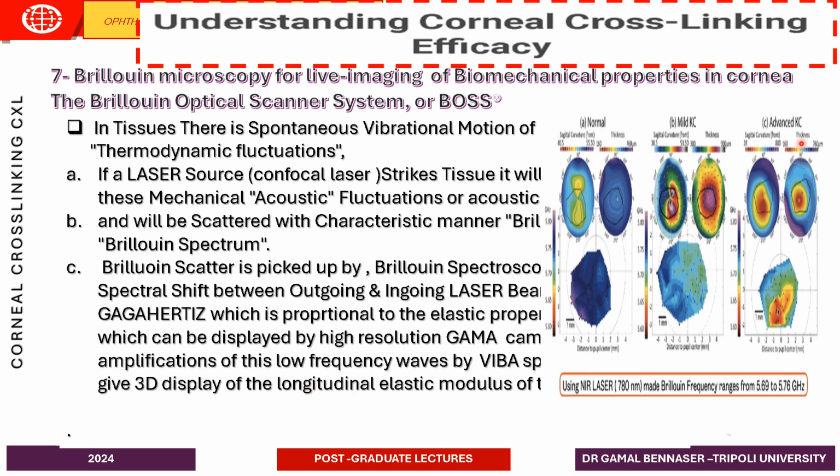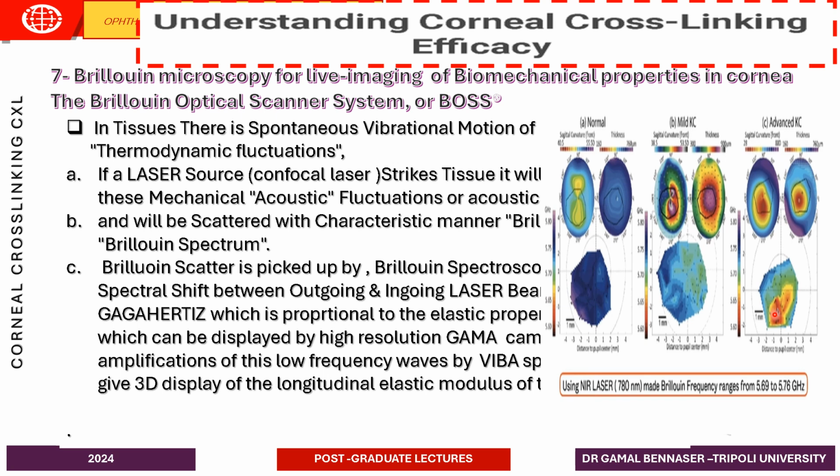You can see here an example of different types of keratoconus: mild, moderate, and severe. This is the map as seen by Brillouin microscopy that shows the viscoelastic property of each tissue. This is the normal cornea. You can see the colors displayed, which represent the gigahertz; the reflected rays are in gigahertz. So the dark blue color indicates a normal cornea, light blue indicates mild keratoconus, and blue with red on top of it indicates severe, advanced keratoconus.